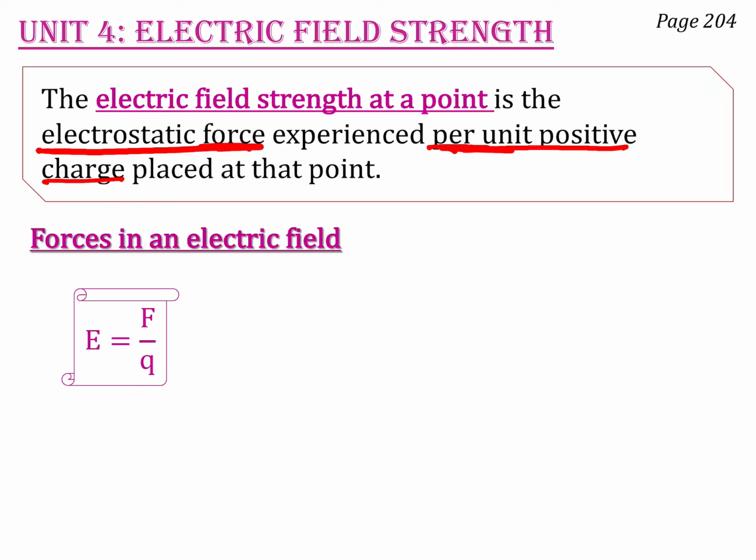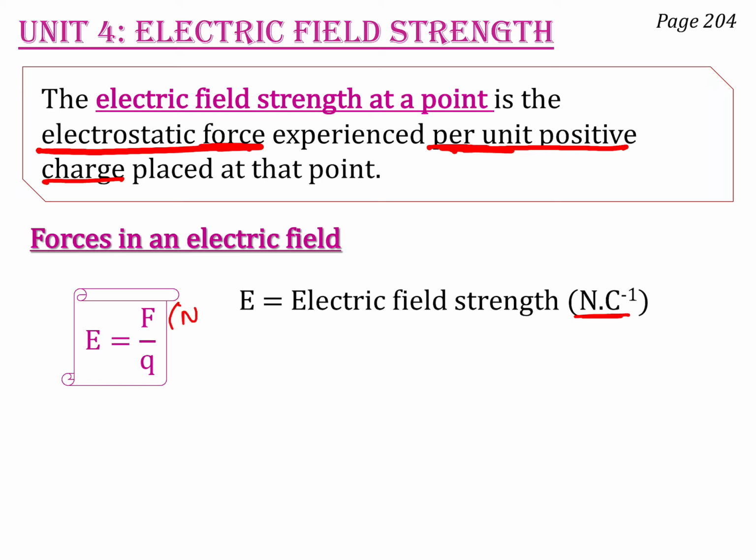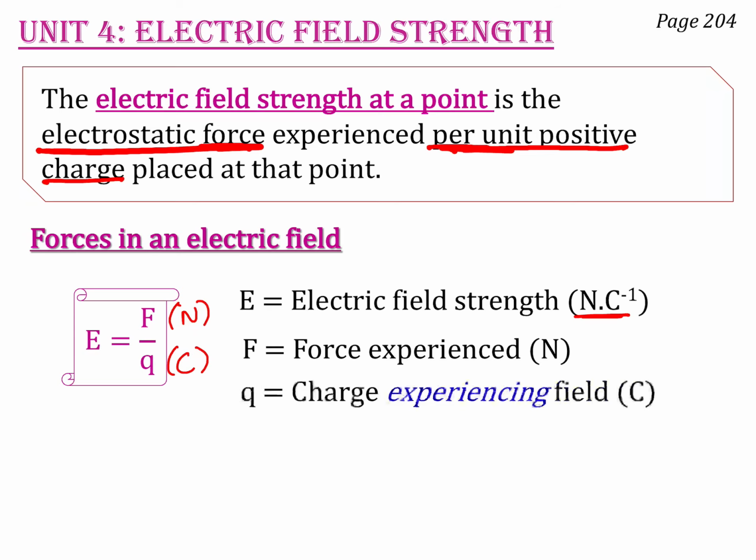Now be careful here. This is the only section where Q can be both a capital and a lowercase. And it's quite nice that this is a lowercase, because E is equal to the electric field strength, new unit for you, which is newtons per coulomb. That's where it comes from. F is the force experienced, and q is the charge experienced in the field.